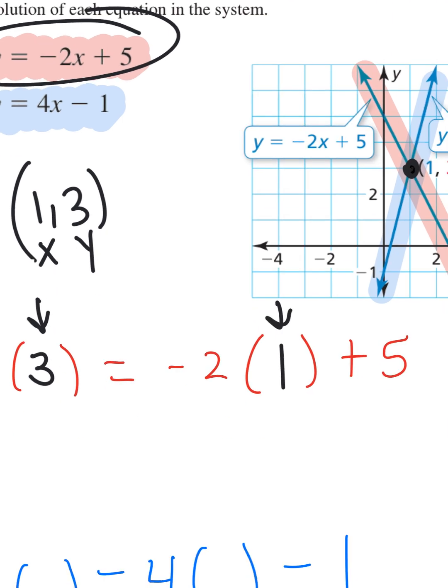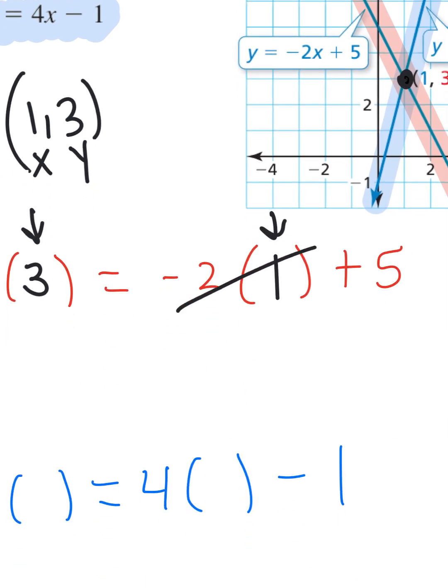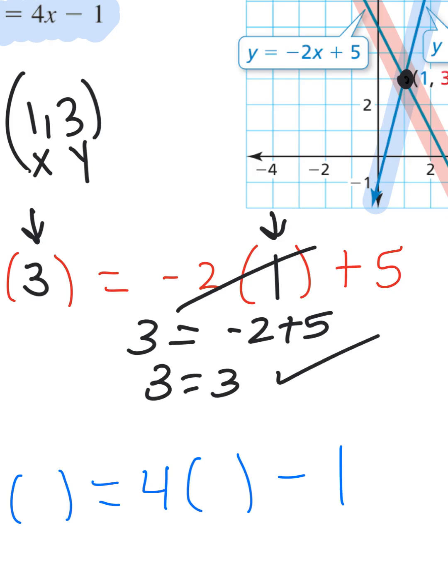If I were to solve this, let's see if this is true. What is negative 2 times 1? And it says negative 2 plus 5 equals 3. Is that true? Does negative 2 plus 5 equal 3? So it worked for that equation, right?